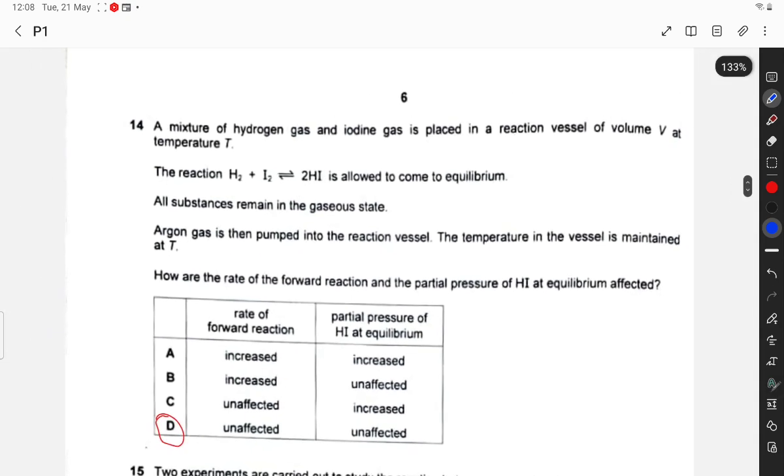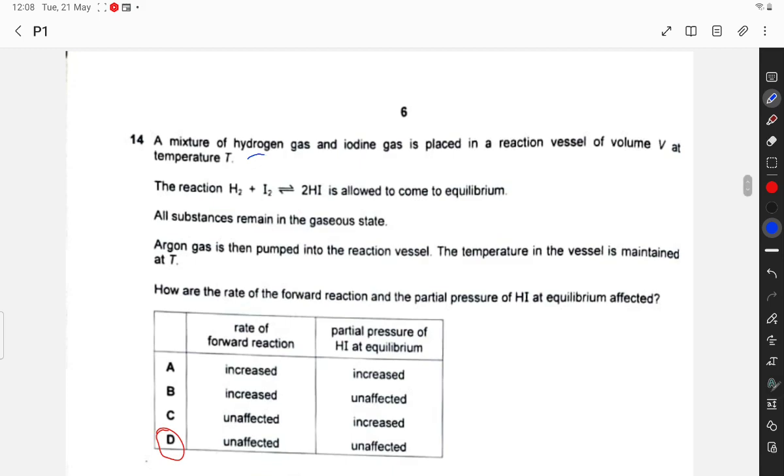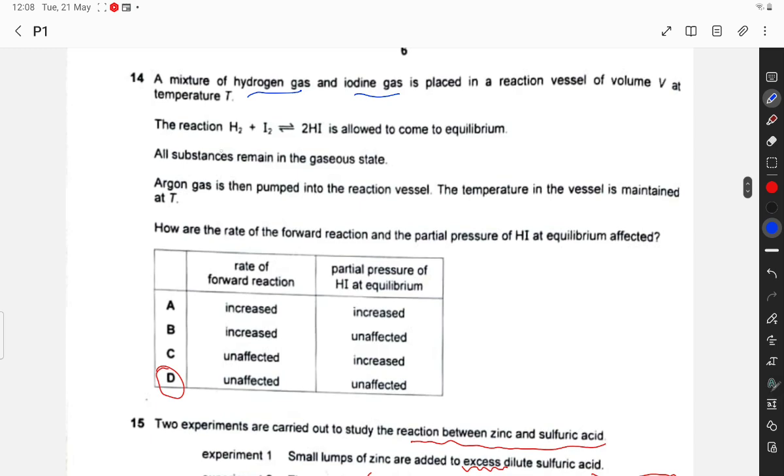A mixture of hydrogen gas and iodine gas is placed in a reaction vessel of volume V at temperature T. The reaction H2 plus I2 forming 2HI is allowed to come to equilibrium. All substances remain in the gaseous state. Argon gas is then pumped into the reaction vessel. The temperature in the vessel is maintained at T. How are the rate of the forward reaction and the partial pressure of HI at equilibrium affected? Argon gas is pumped into the reaction vessel, it means pressure is increased.